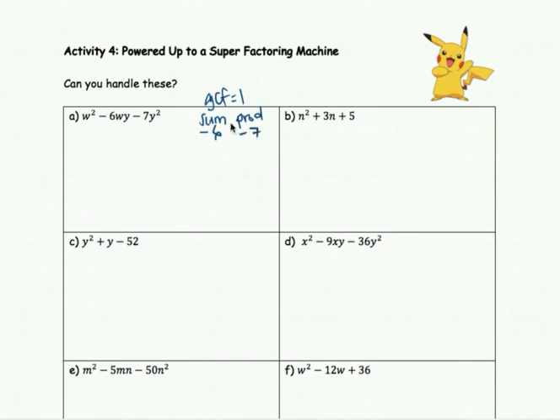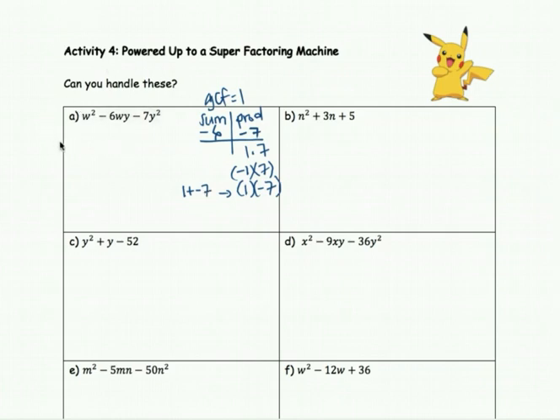Okay, so we need a sum of -6, and we need a product of -7. Thinking what are all the numbers that make 7? Only these two. So we need to tweak the negative signs here. We need a product of -7, so one of these has to be negative. It's either this combination or this combination. Add them up and you will find that it is this one here, 1 plus -7, which gets us to the -6.